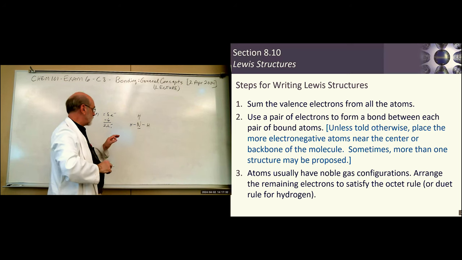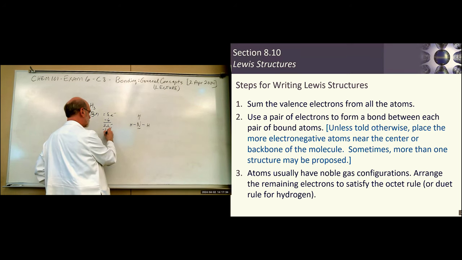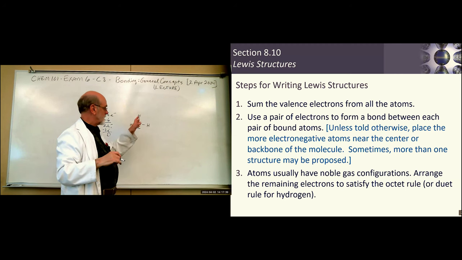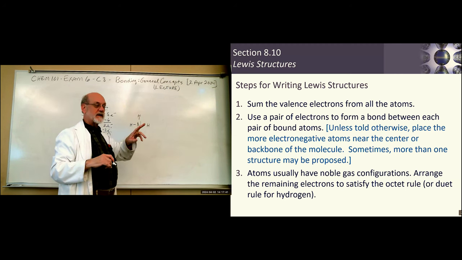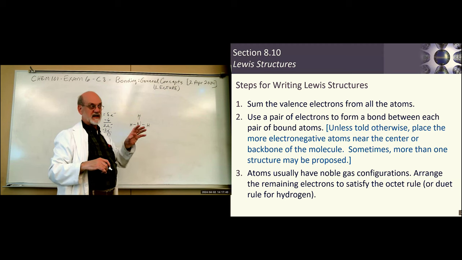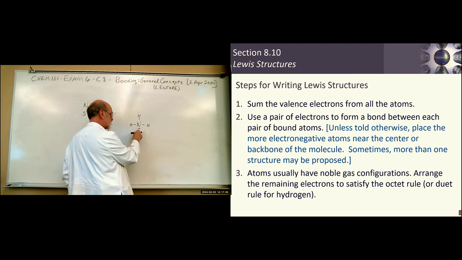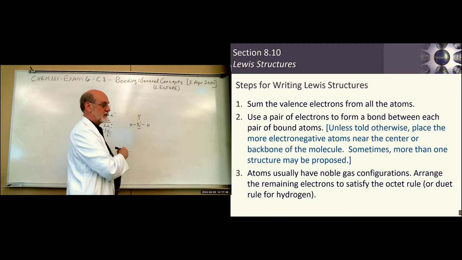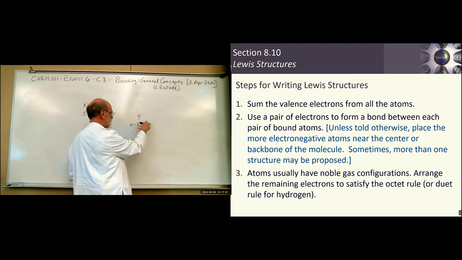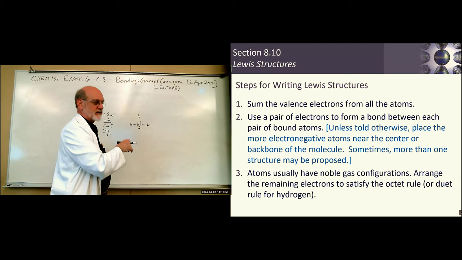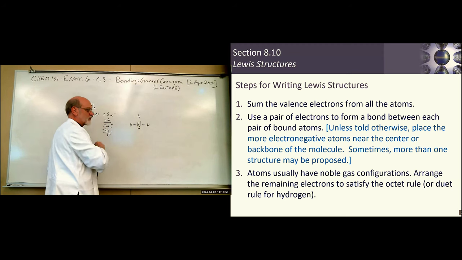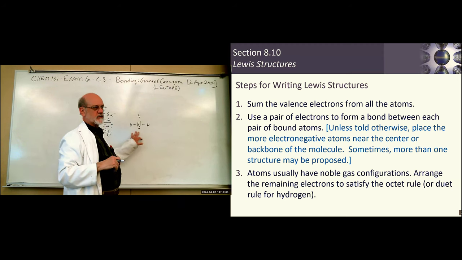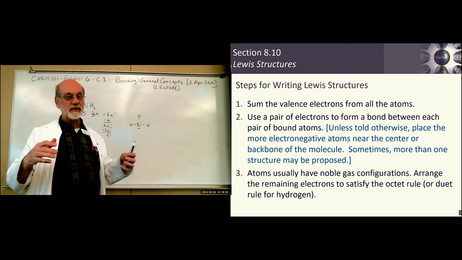And then after you've used up all your electrons, you say, do all the hydrogens have their duet and do all the other atoms have their octets? So you say 2, 4, 6, 8. Nitrogen has an octet. 2, 2, 2. Hydrogen has its duet. So we've used up all our electrons and we put them where they're supposed to be. This is what's called a Lewis dot structure, or simply a Lewis structure.